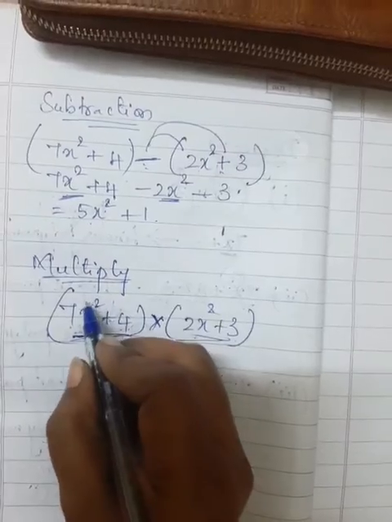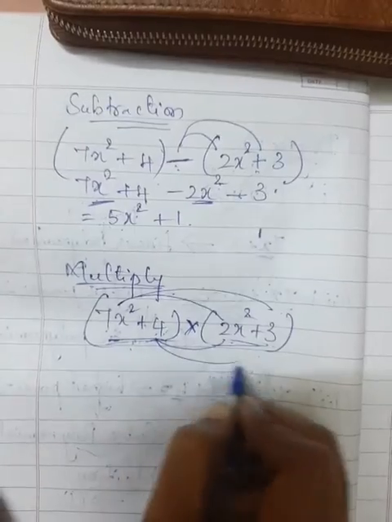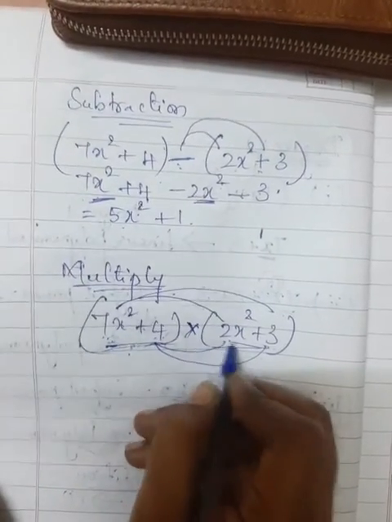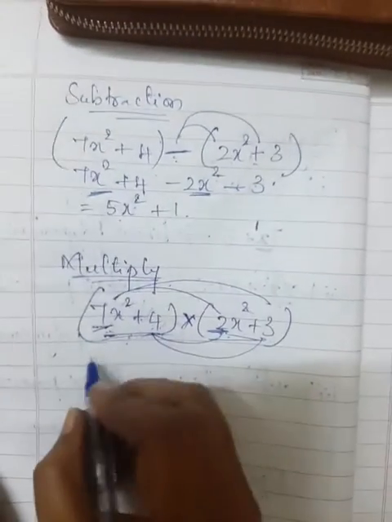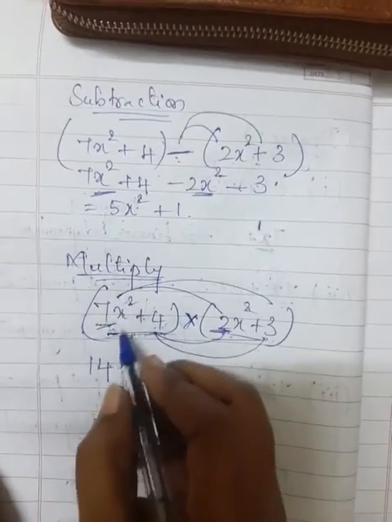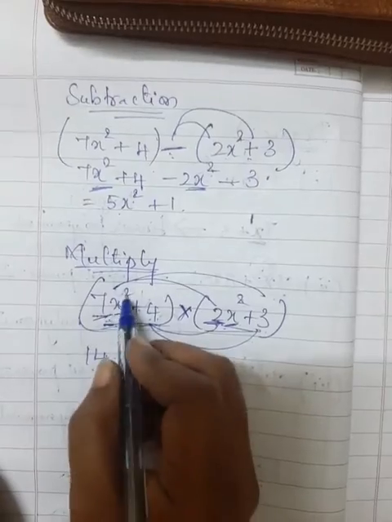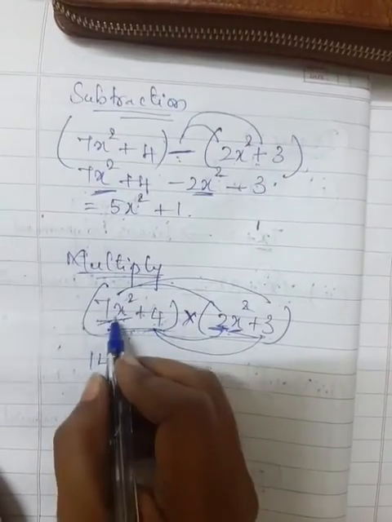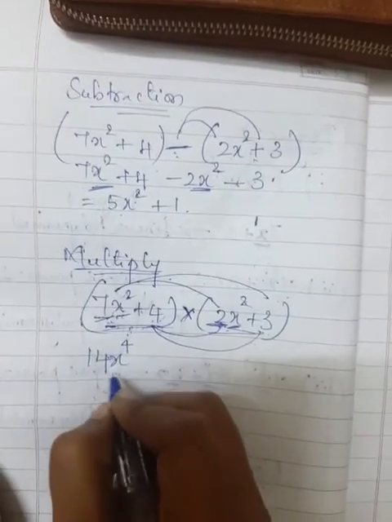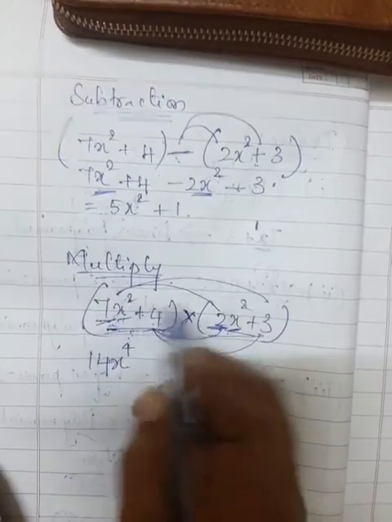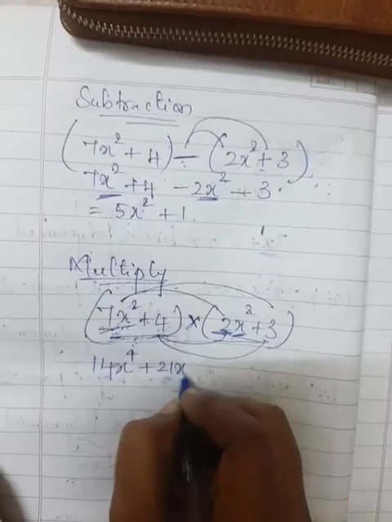Whenever you have it like this, take the first term and multiply with these two terms. Next take the second term and multiply with these two terms. 7x square into 2x square. First multiply the coefficients, 7 into 2. 7 2s are 14. Now x square into x square. When you have multiplication, you have to add the power. So 2 plus 2 is 4. So 14x power 4. Now with the 7x square, you have to multiply this 3. 7 3s are 21. So plus 21x square.